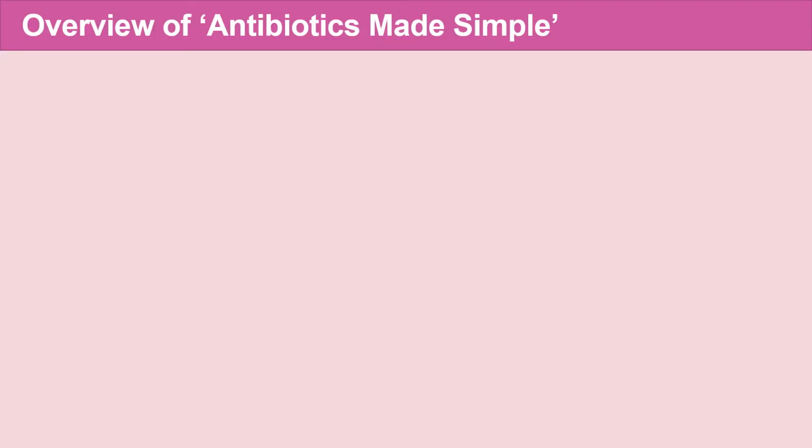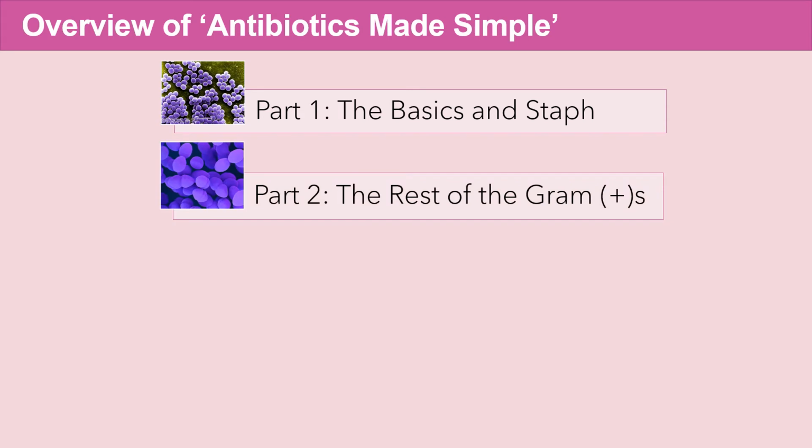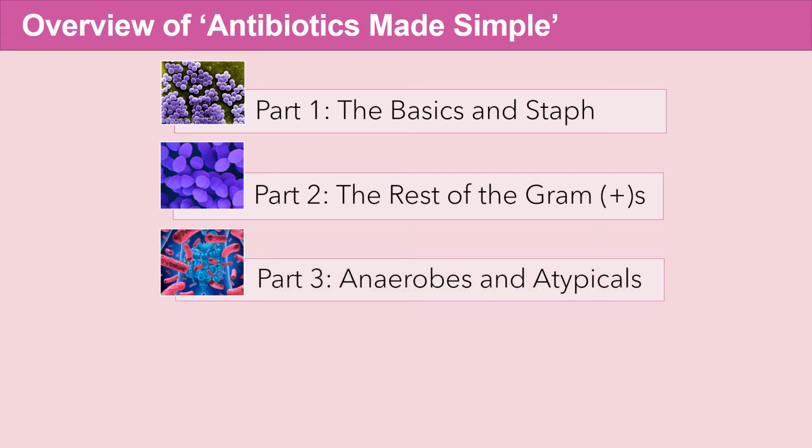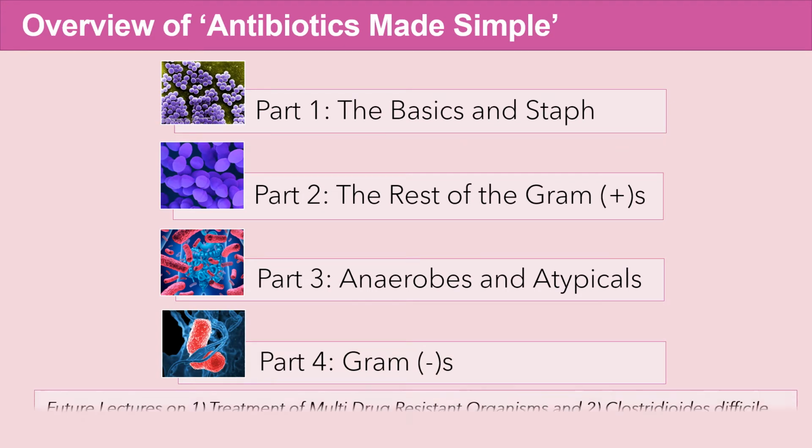So let's go over all of the parts of this lecture series. In Part 1, we will discuss the basics and Staph aureus. In Part 2, we will cover the rest of the gram-positive organisms. In Part 3, we will go over anaerobes and atypicals. And in Part 4, we'll finish off by discussing the gram-negative organisms.